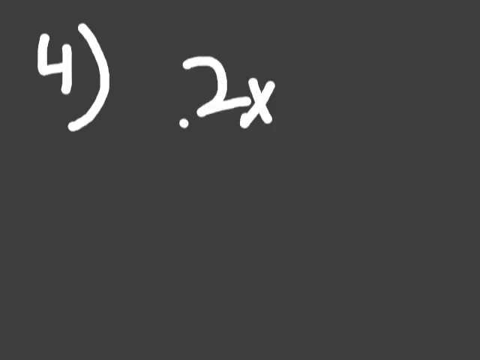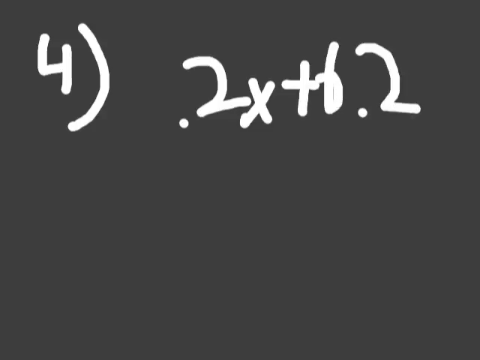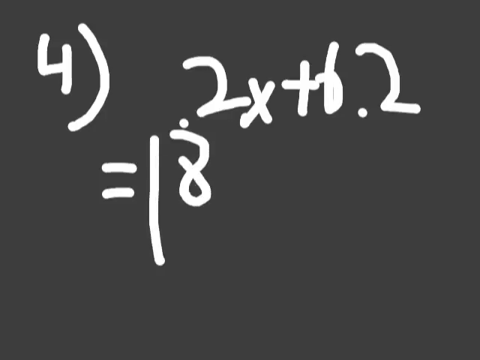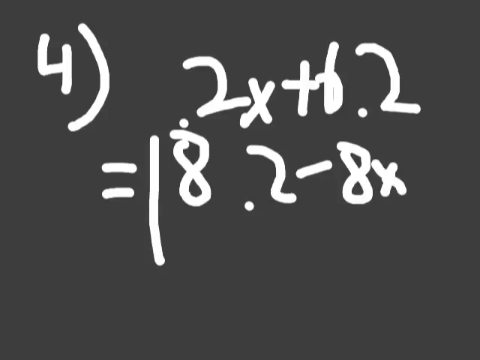So the fourth problem we have here is 0.2x plus 6.2 equals 18.2 minus 8x. This is a type of equation with variables on both sides. As you can see, 0.2x is on the left and negative 8x is on the right.